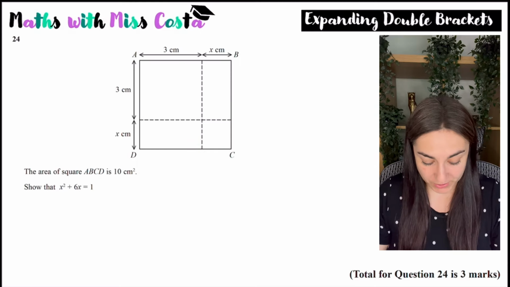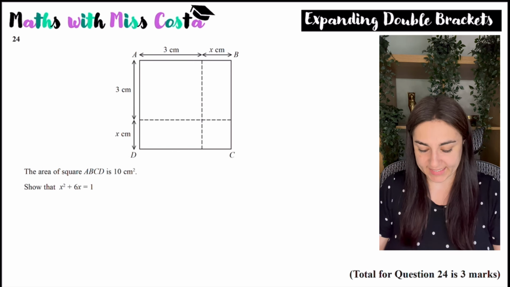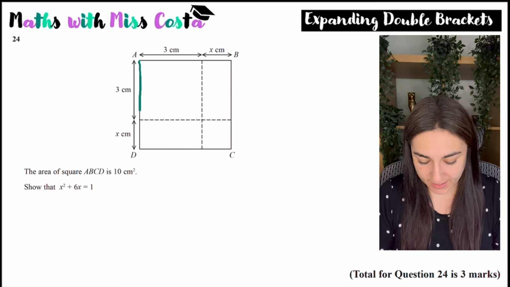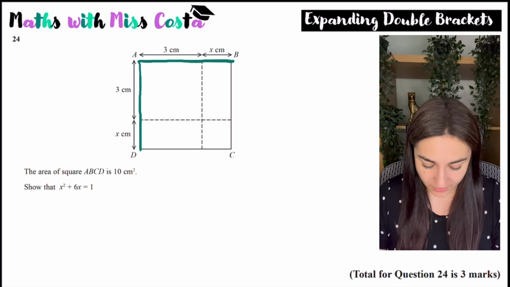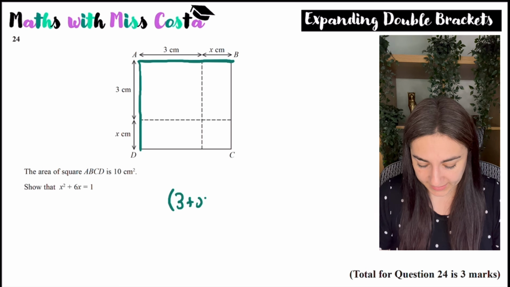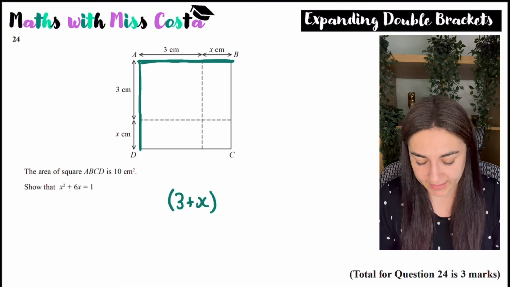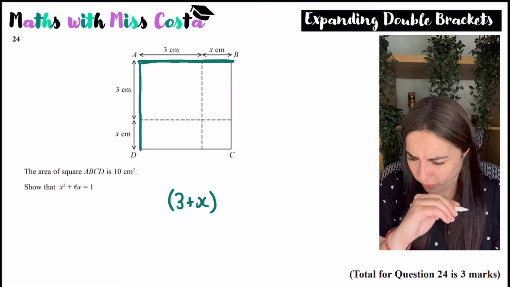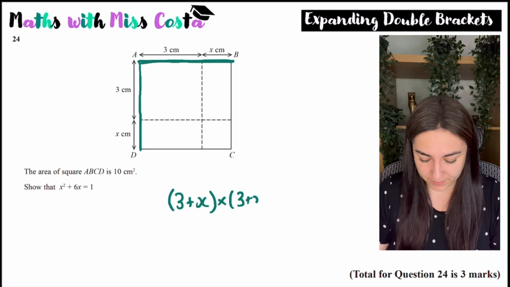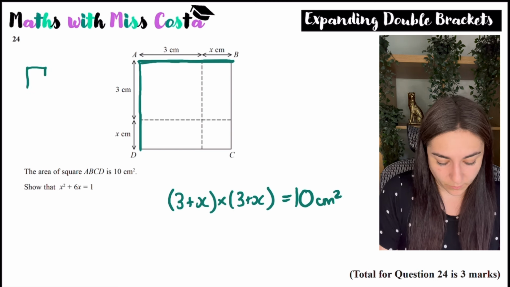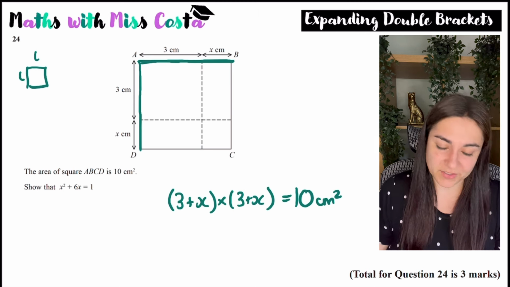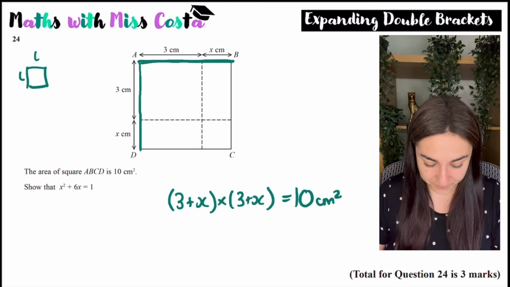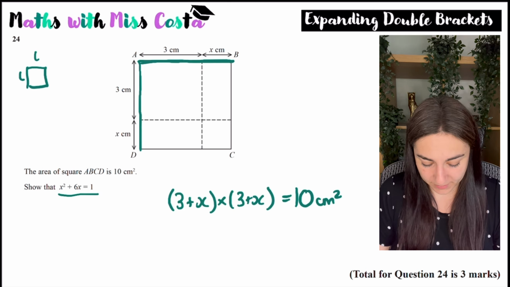So in this question, I am told that the area of square ABCD is 10 centimeters squared. So how do you work out the area of a square? You do base times height. So I know that 3 plus x, which is the length of this square here, times 3 plus x must equal 10 centimeters squared, because whatever my length is here times my other length is going to give me the area. It just so happens that this is a slightly more complicated length. Now I need to show that x squared plus 6x equals 1.